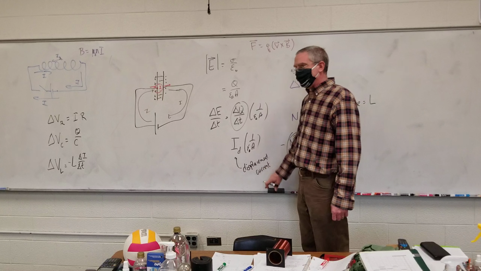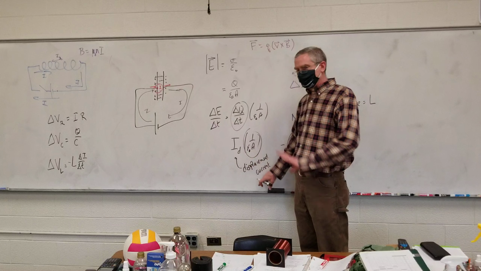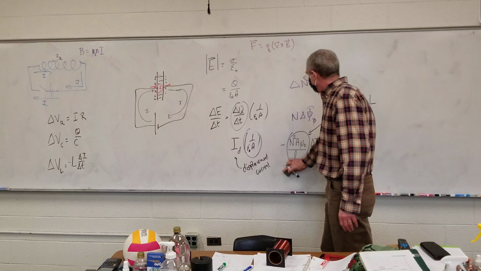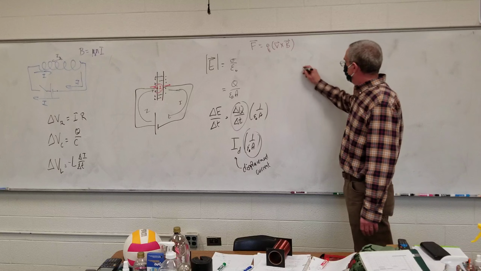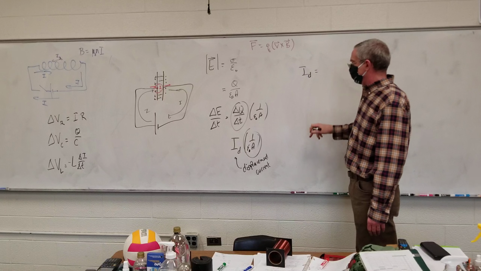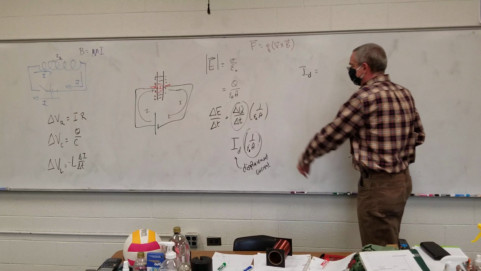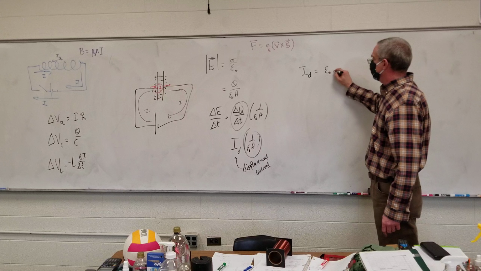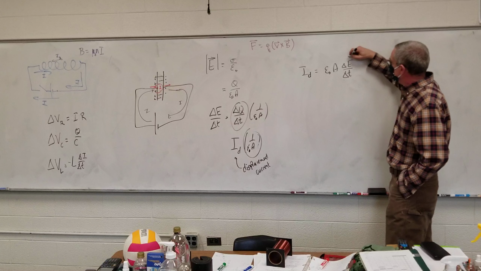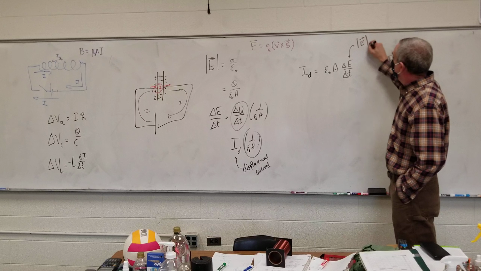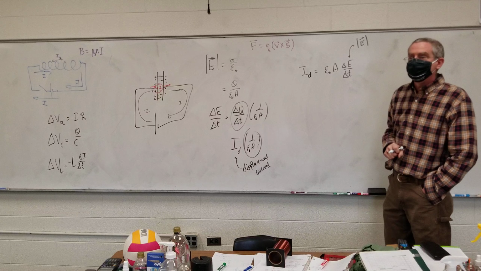If I multiply both sides times, well, let's get displacement current all by itself. So I sub D, my displacement current, is just going to be, well, multiply both sides by that denominator. So I get epsilon sub naught A times the change in my electric field over change in time. And again, this E is the magnitude of my electric field. It's not energy.